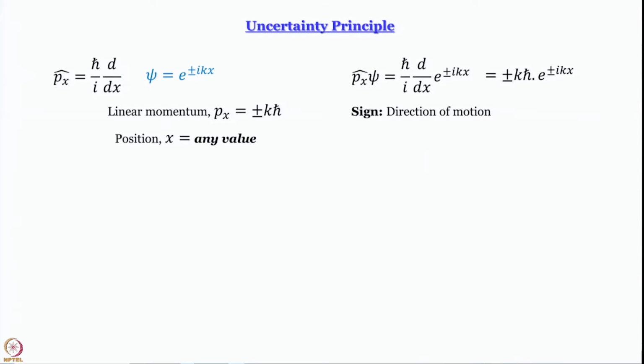Position x can take up any value, right, because you work out the expectation value of position also here. What will it be? Position is x multiplied by the wave function. The x hat operator is just x multiplied by the wave function. What do you get? You get x, x is a variable.